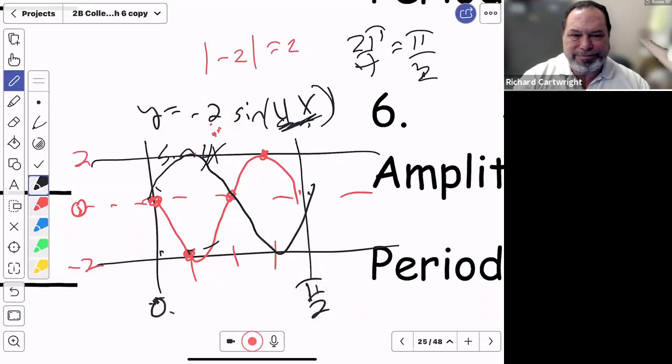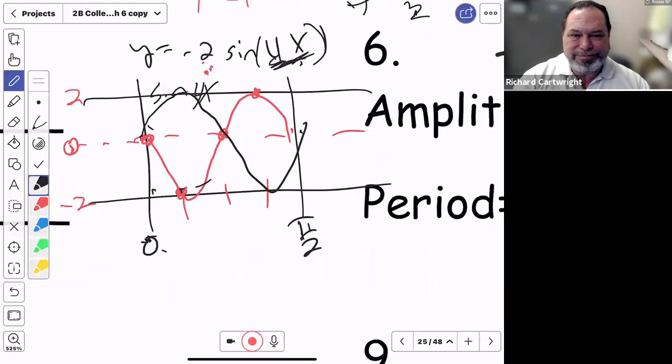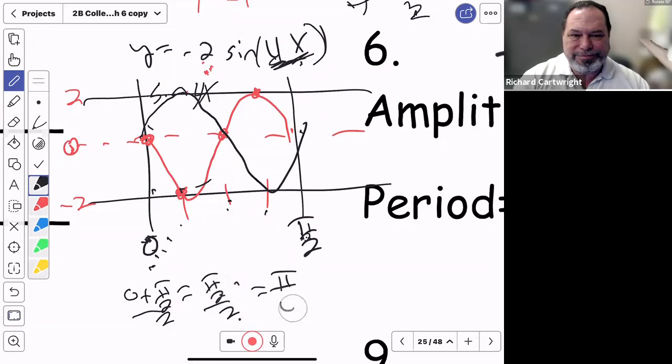Because it ends at pi over 2, how do I get these 3 tick marks? What are they? Well, to get the middle, it's very simple. To get the middle, you add the two ends. 0 plus pi over 2 is pi over 2. But then what you have to do is divide by 2 to get the average of those two numbers. When you take a fraction, divide by 2, the denominator just doubles. So this is pi over 4.